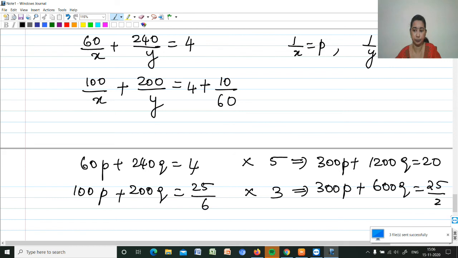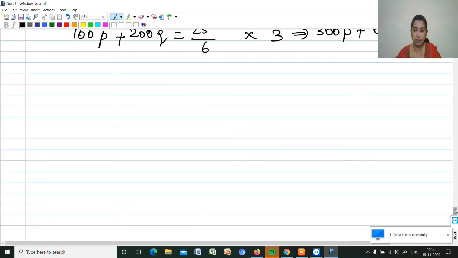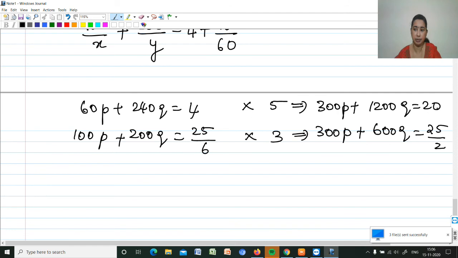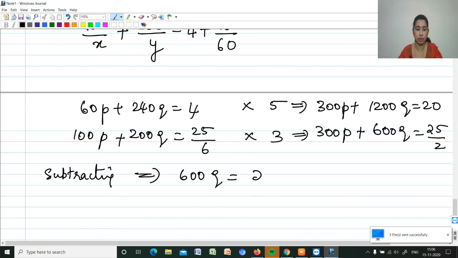Now these two equations we can solve by subtracting, so that 300p gets cancelled. Subtracting those two equations, we get 600q is equal to 20 minus 25 by 2, that is 40 minus 25 by 2, simplifying 7.5, or q is equal to 7.5 by 600.